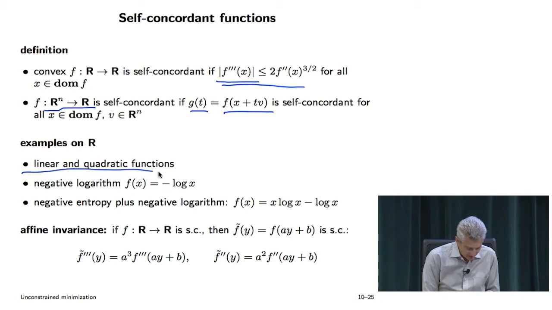Okay, so let's look at some examples. Well, look, linear and quadratic functions, f prime prime is 0. So, of course, right?